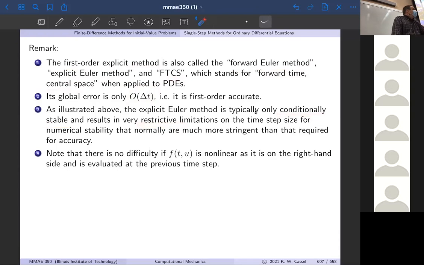This particular example said, well, it only has to be less than 1. That's not very restrictive. However, if A was bigger, then that threshold would be much smaller. Now, in this case, if f of t,u happens to be nonlinear, so this function on the right-hand side, if it happens to be nonlinear, that's not a problem at all.